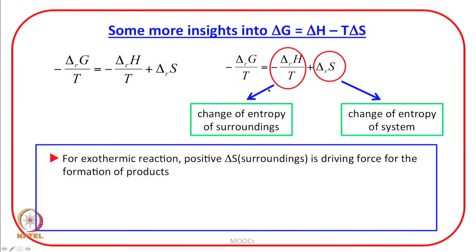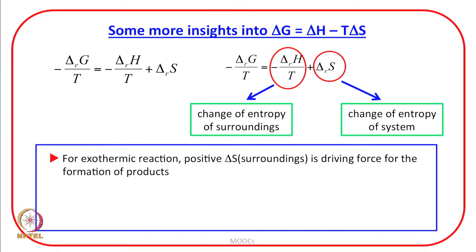Right? So, what we have discussed is that for an exothermic reaction, the increase in entropy of the surroundings is one of the major driving forces for the formation of products. Now, if we go back to the slide and look at this surroundings part, the temperature comes in the denominator. And therefore, when you increase the temperature, the favorable contribution, the increase in entropy of the surroundings, goes down.